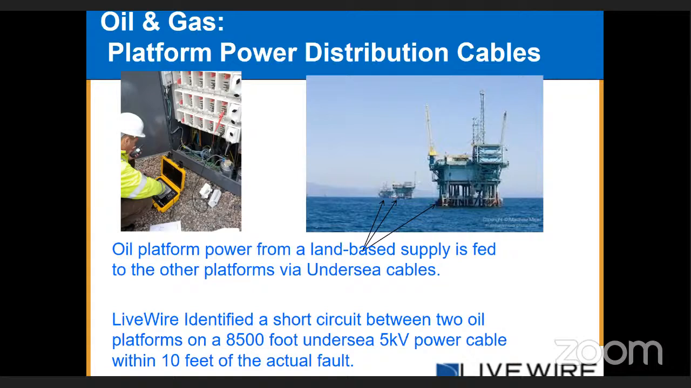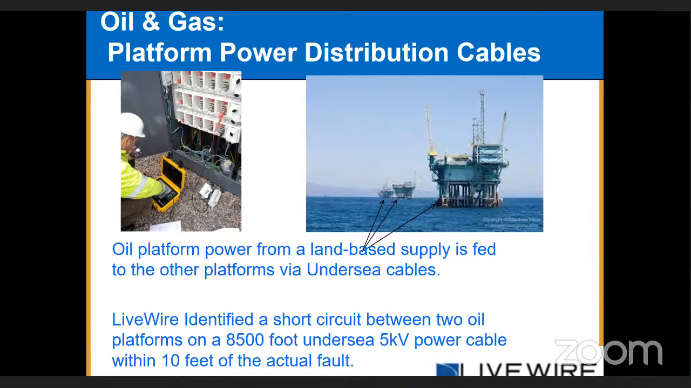So this is a particularly important challenge. The other thing that's very different between this challenge and the one that you see on aircraft is just the size and scale. On aircraft, the largest distance that you need to evaluate is about 300 feet. And here, it can be something like 8,500 feet or more. So it can be well over a mile. The goal, of course, is to find these faults close enough that a diver could go down and find them. And we were within 10 feet of the actual fault.